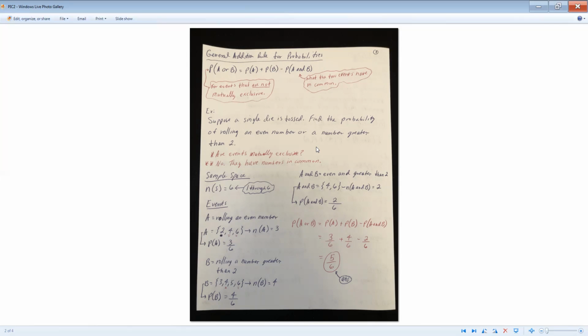Suppose a single die is tossed. Find the probability of rolling an even number or a number greater than 2. Once again, ask yourself, are these events mutually exclusive? No, they are not. They do have something in common. They do have a few numbers that are in common.